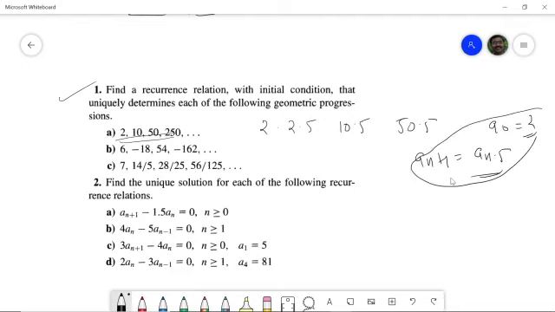Okay, now look at the second question here. The first term is 6, the second term is minus 18. This is obtained from the first term by multiplying by minus 3. Again the third term is 54. This is obtained from the second term by multiplying by again minus 3. So you can write that a(n+1) is equal to minus 3 a(n), where a0 is equal to 6.